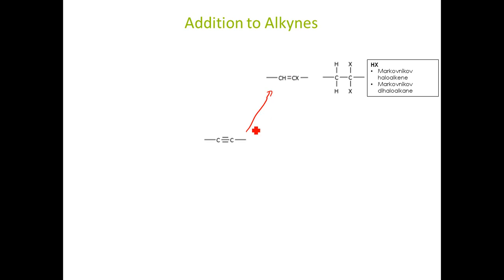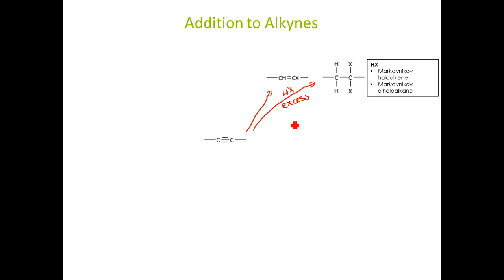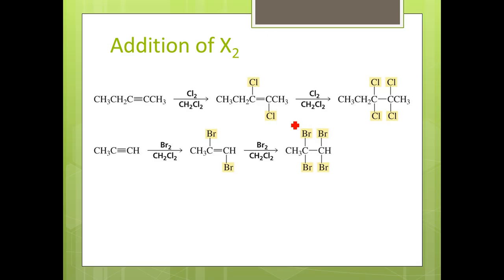Alright, so that gets us our first reaction. I do show that in the middle of it we're actually starting to make a Markovnikov product to show that we make this, but we're going to actually see this most of the time as one arrow. It's going to say something about HX and excess.